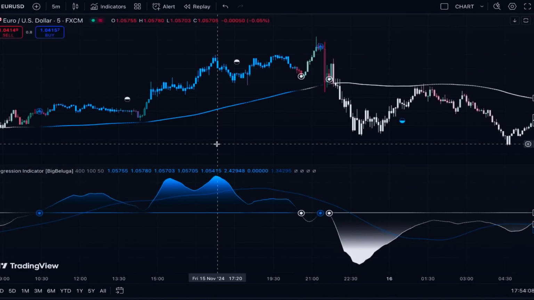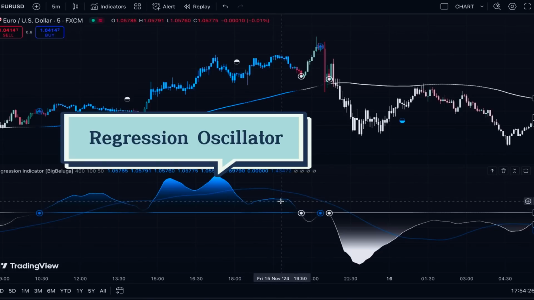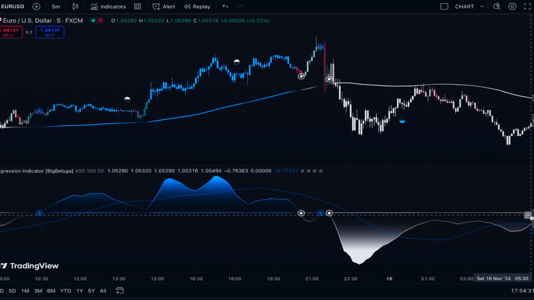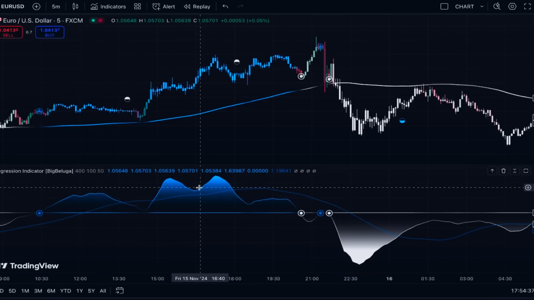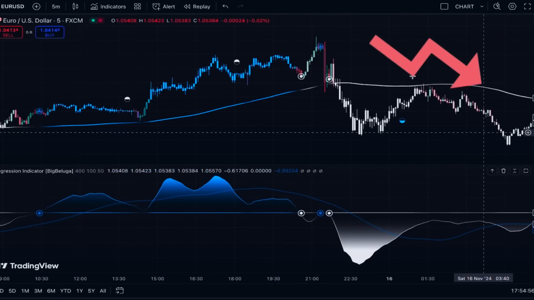Alright, getting back to our indicator, now let's go to the oscillator part and see what we have here. This line is the regression oscillator, and you can see that it's moving above and below the center line, which is 0. When the line is above the center line, it shows an uptrend, and when the line is below the center line, it shows a downtrend.